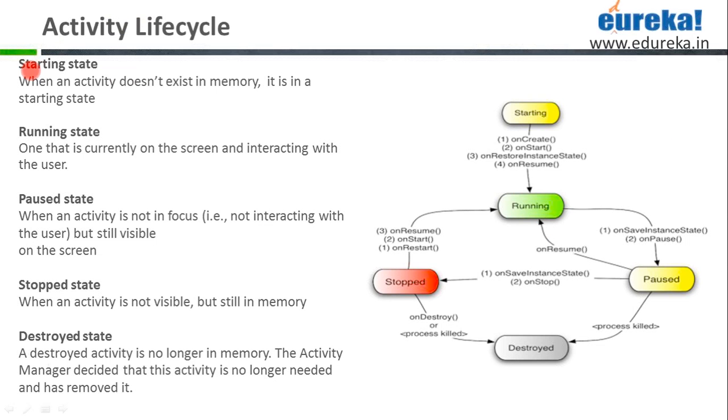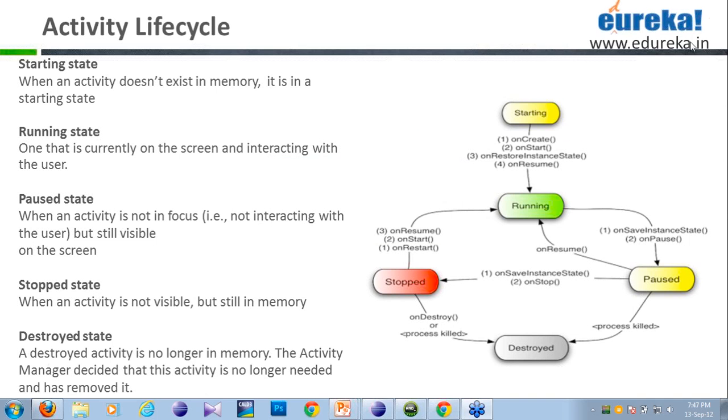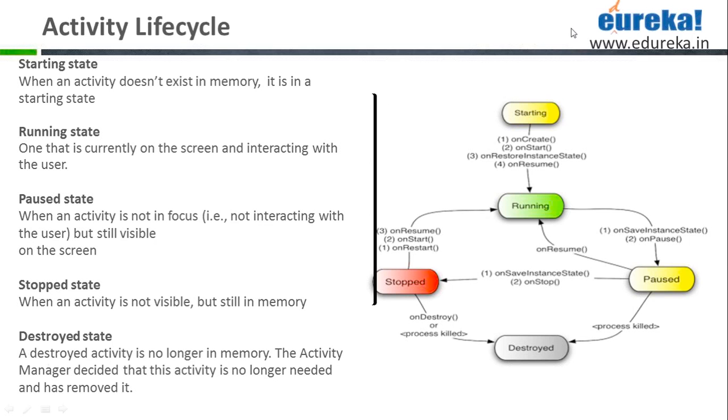Like every human being has a life cycle, an activity also has a life cycle, which starts with the starting state and ends with the destroyed state. In the meanwhile, the activity is said to be in the running state, the pause state, and the stop state. Let me quickly tell you about the various states of an activity.